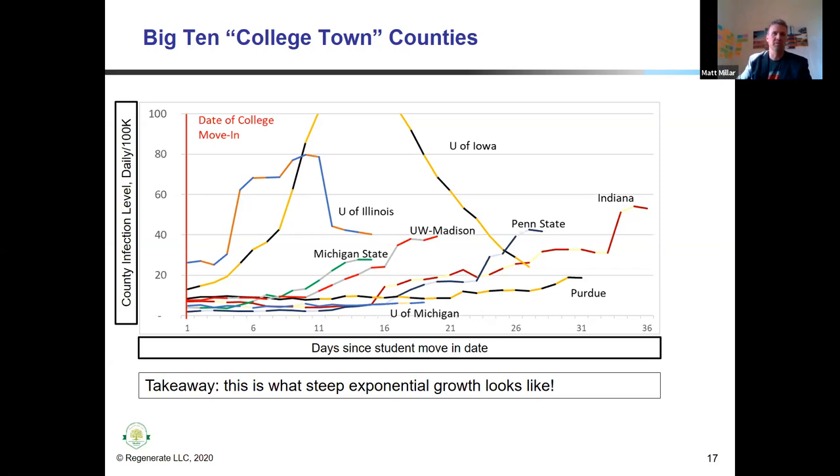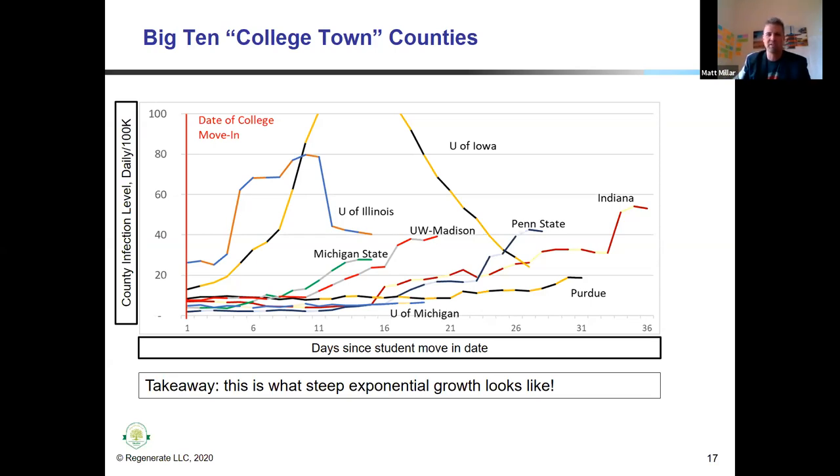Those are examples where the daily growth doubled every 2.5 days. Okay, so that's even worse. But this is basically a steep exponential. This would be the nightmare scenario if it was happening in schools. Next slide. It's not happening in schools.